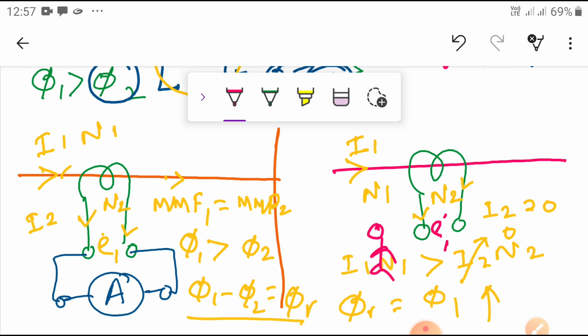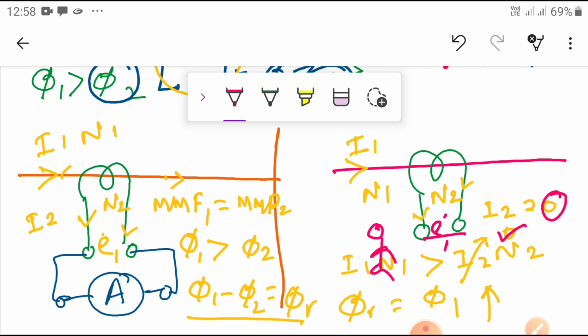So what to do, sir? Then you simply short it. If it is shorted, I2 will not be 0, so the MMF produced by the secondary is not 0. Then the resultant flux will be a smaller amount, which will produce a lower voltage that may not be dangerous to the operator.